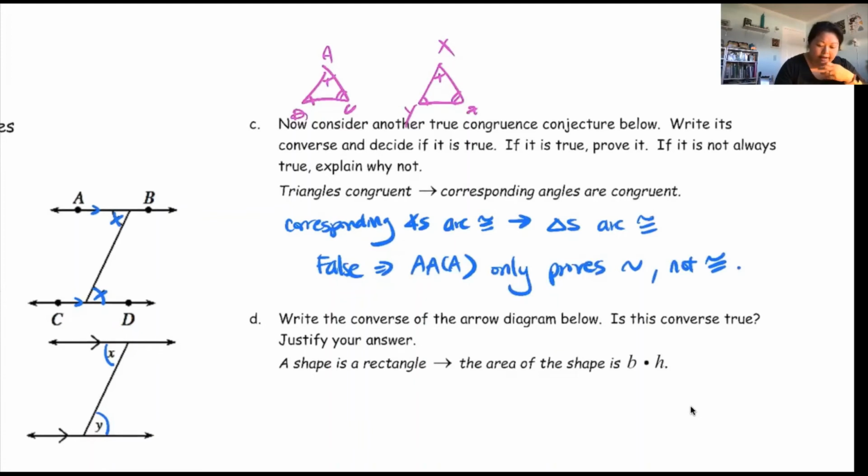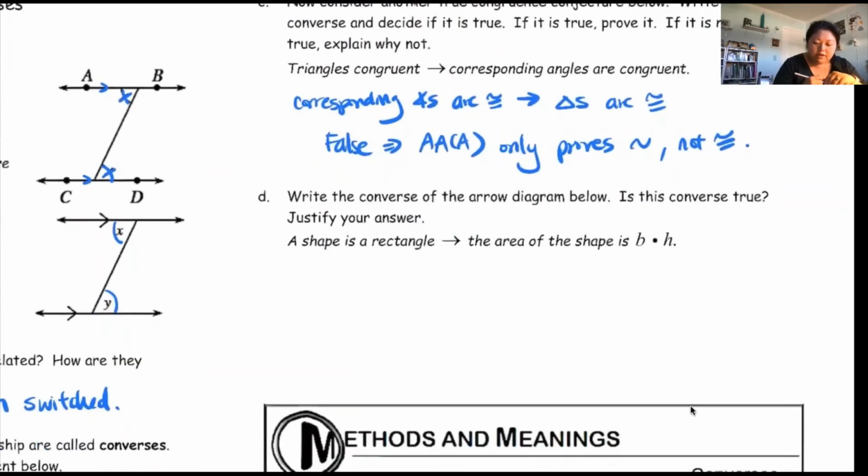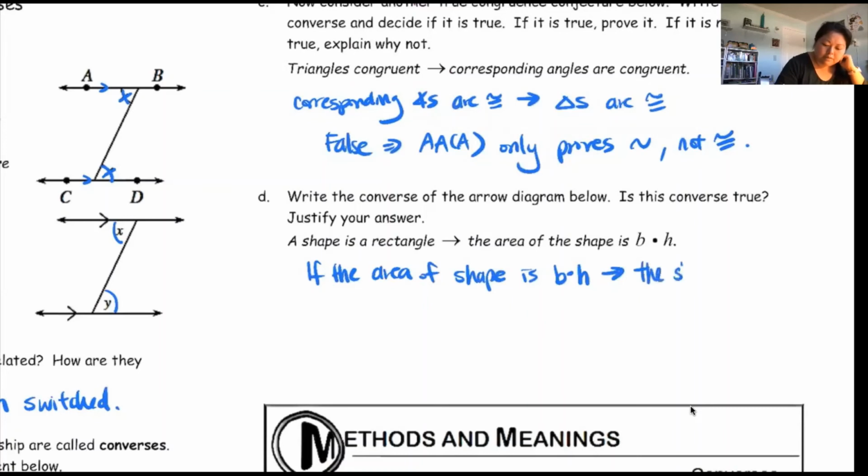Okay, all right. Write the converse of the diagram below. Is this true? Justify your answer. So if a shape is a rectangle, then the area of the shape is base times height. Okay, if the area of the shape is base times height, then the shape is a rectangle. Is that true? Is the only shape that has base times height a rectangle?